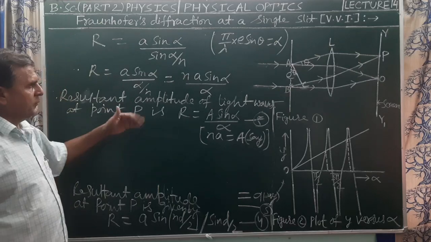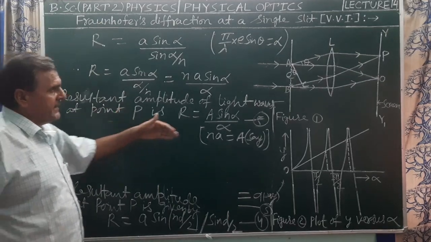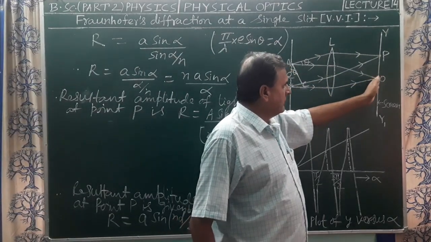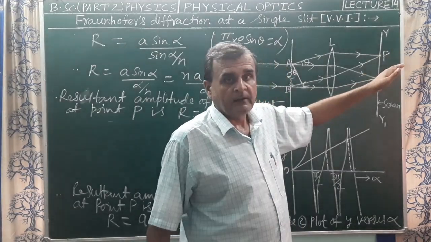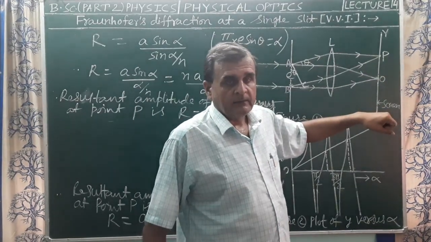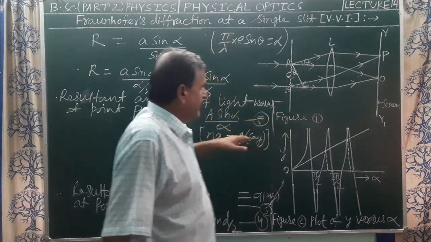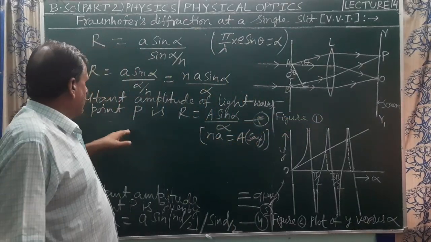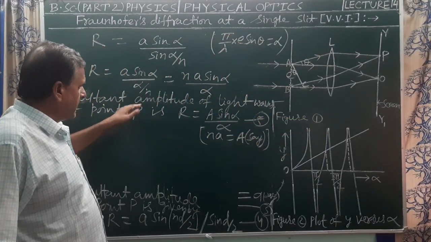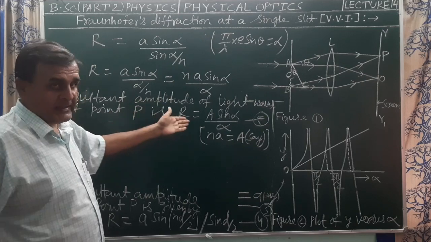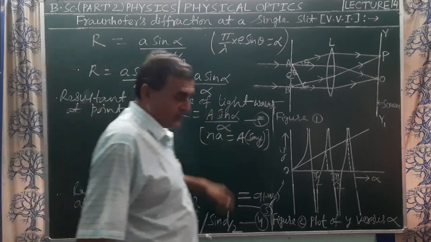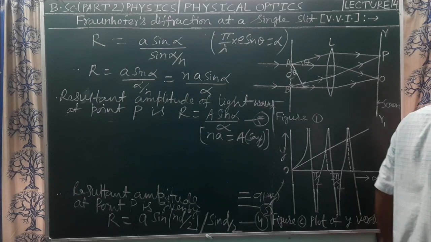So the resultant amplitude at point P, which is another point on the screen, where the resultant amplitude of light waves is given by capital R equals A sin alpha upon alpha, and suppose it is equation number 5.